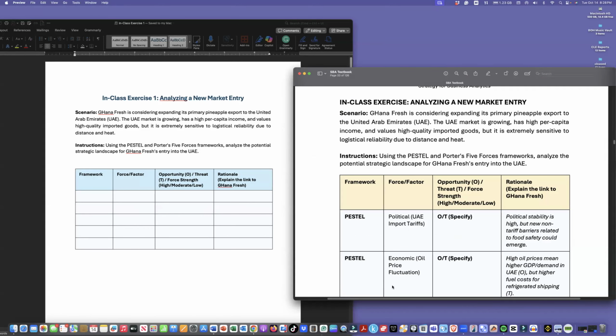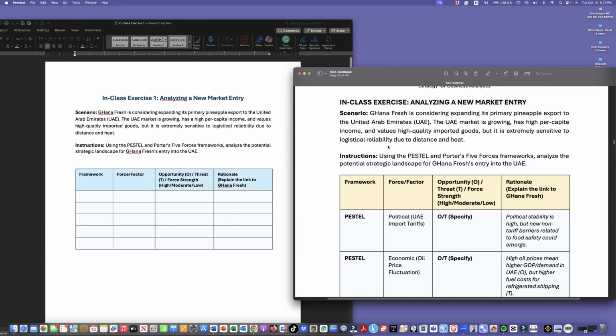So Ghana Fresh is considering expanding its pineapple market export, primarily pineapple export, to the UAE market. The UAE market is growing and has a high per capita income, and their GDP is even higher than ours. It values high quality imported goods, but it is extremely sensitive to local logistical reliability.